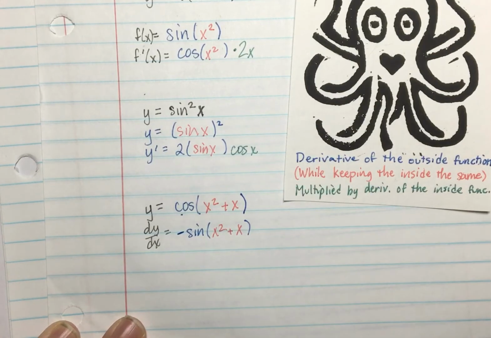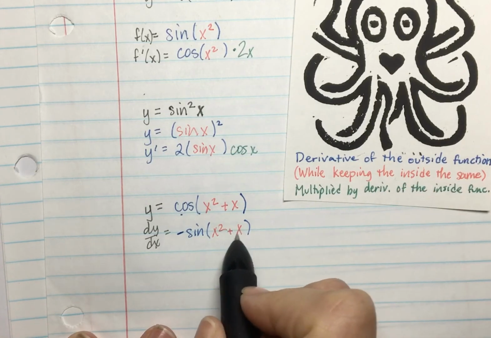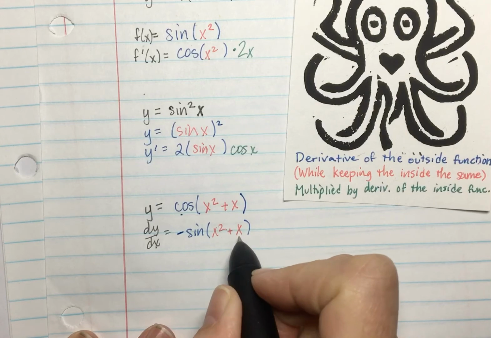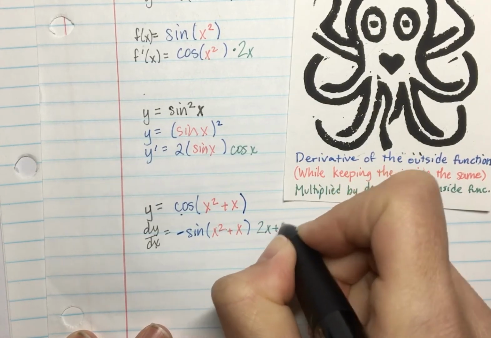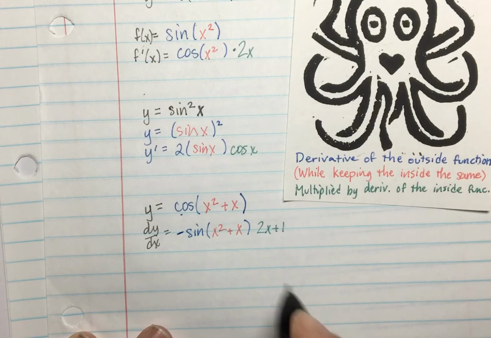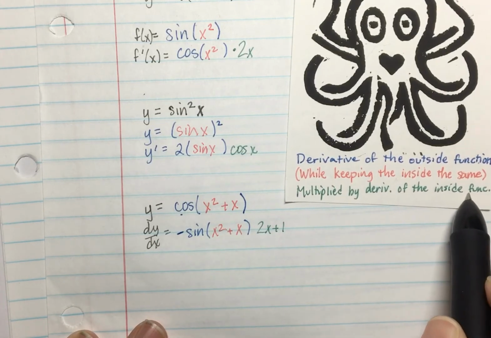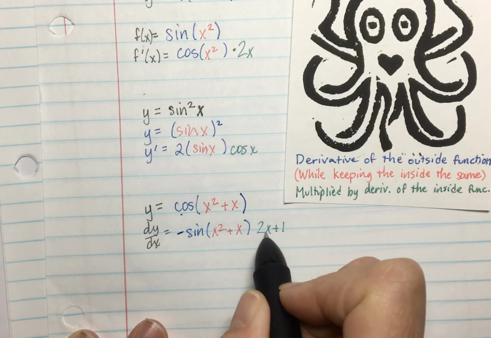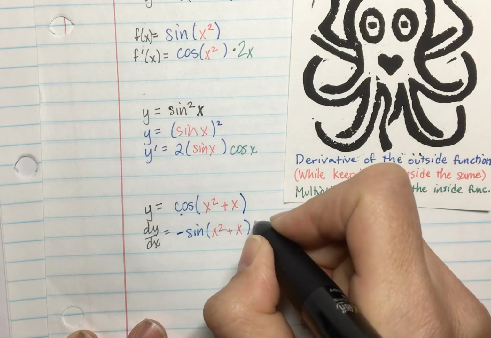And then this is really, really big, and people mess it up all the time. When you're doing derivative of the inside, they're like, oh, the derivative of x squared plus x is 2x plus 1. And they write 2x plus 1. And then they're wrong. This is not true, because when you're doing multiply by the derivative of the inside function, you're not saying multiply by the first part of the derivative of the inside function. You're saying multiply by that entire inside function's derivative.